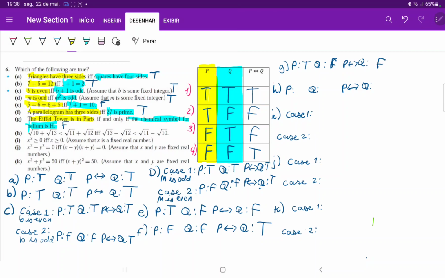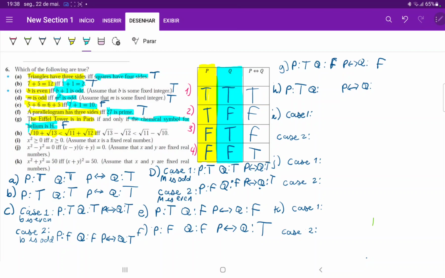So let's do H, right? Let's identify P first. So P is root 10 plus root 13 is less than root 11 plus root 12. Now if you put this in your calculator, let me put this in and see what I get. I get that 6.768 is less than 6.781. So that is true. P is true, and you can check that for yourself in your calculator.